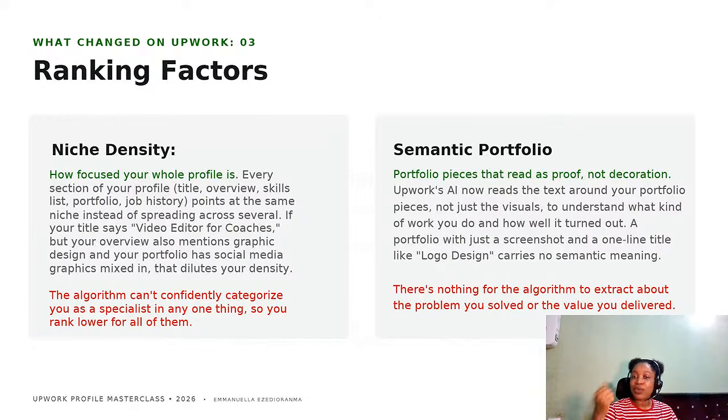So what is it saying? Upwork AI now reads the text around your portfolio. So it's no longer just looking at the visuals, it's now looking at the problem: what problem did you solve for the client, what kind of work was that, how well did it turn out. So a portfolio with just a screenshot or a one-line text like logo design carries no semantic meaning. It's not going to rank anything, it's not helping your profile. There's nothing for the algorithm to extract about the problem you solved or the value you delivered. So it's just a waste of space.